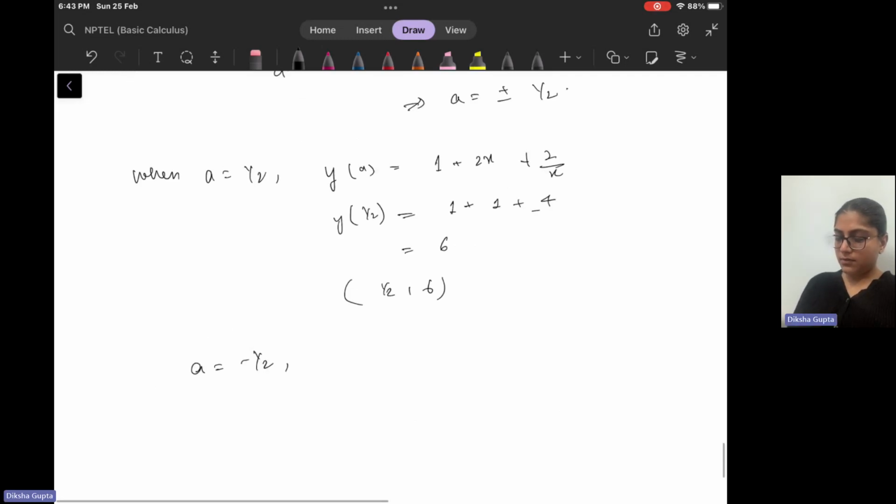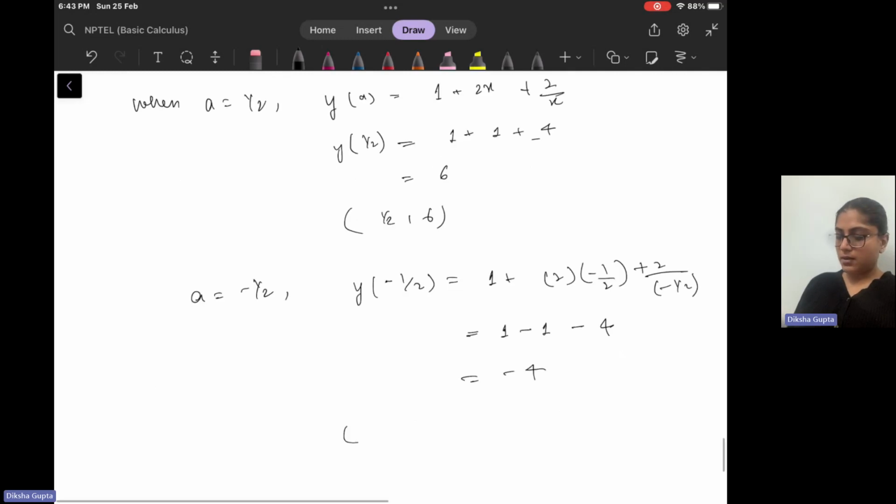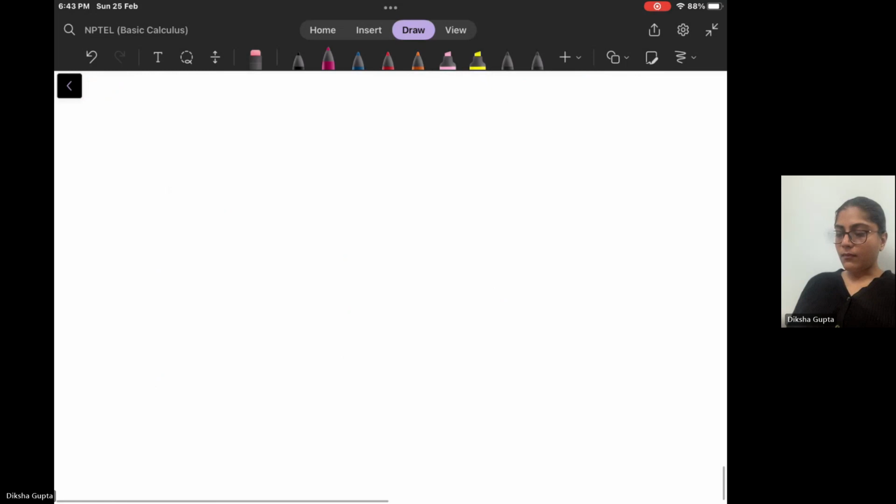Now when a is minus 1 by 2, y of minus 1 by 2 is 1 plus 2 into minus 1 by 2 plus 2 by minus 1 by 2. So this is 1 minus 1 minus 4, so minus 4. So the second point is (-1/2, -4). So the correct option is (1/2, 6) and (-1/2, -4), which is option B, right?